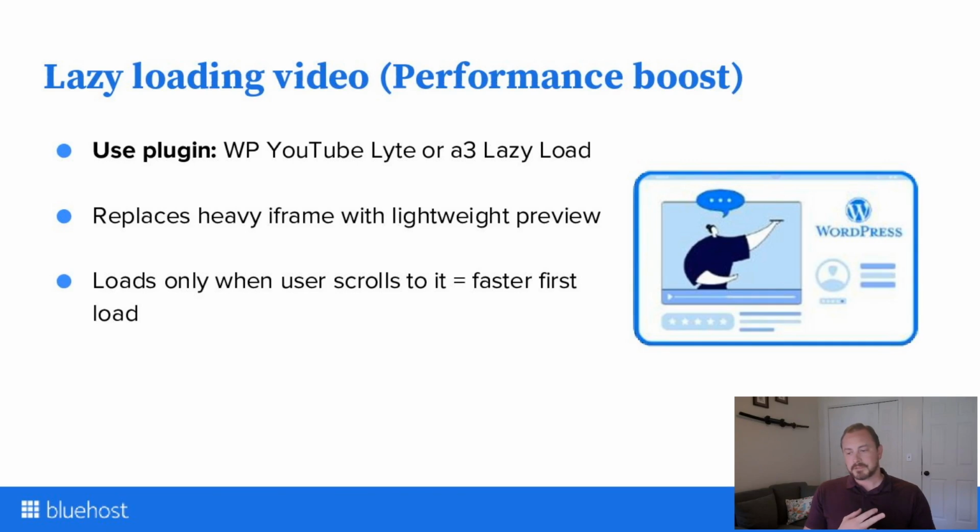So there are plugins like WP YouTube Lite or A3 Lazy Load, or a lot of performance plugins like WP Rocket, things like that. They will all have some sort of lazy loading functionality built in, and that works for videos or for embeds. So what that will do is, instead of loading up the YouTube player by default, it will load an image that, when clicked, and it also has like a play button on it, right? So people know it's a video.